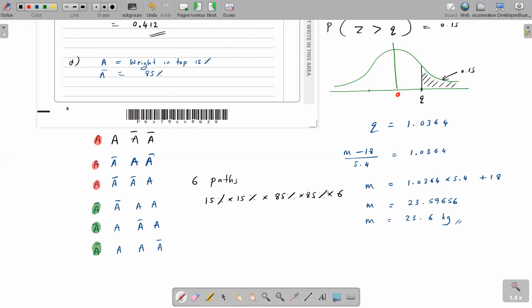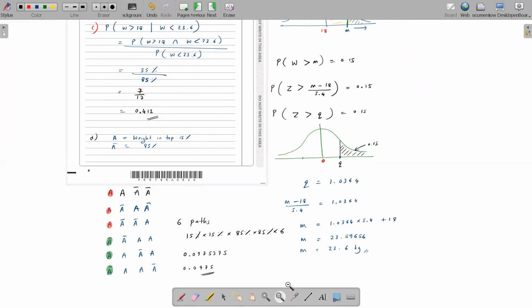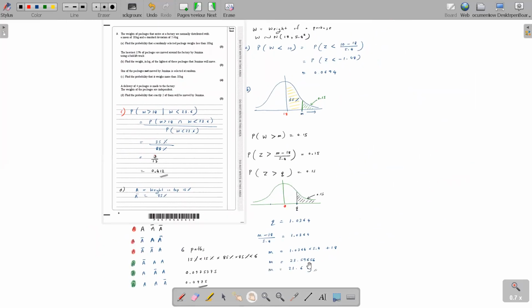How much is it, children? 0.0975375. Yeah, something like 0.0975. Okay, children, so I hope this is clear for you guys.